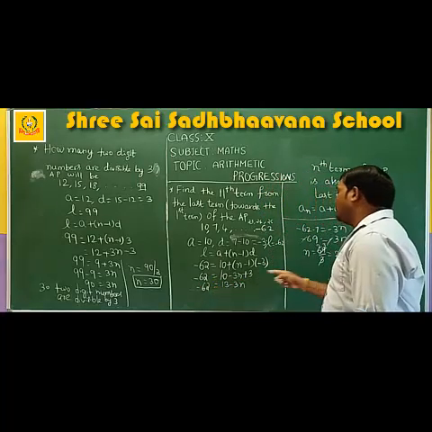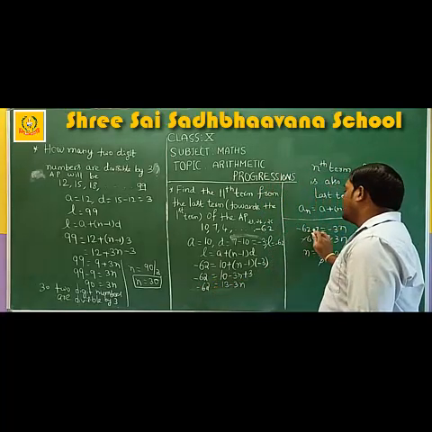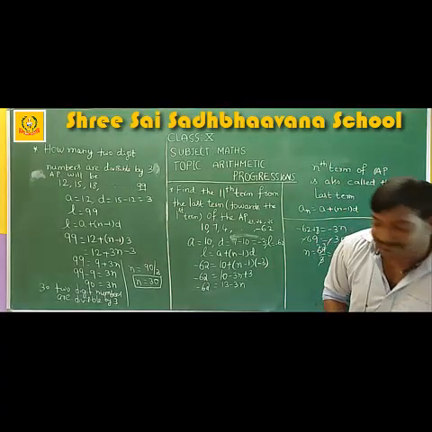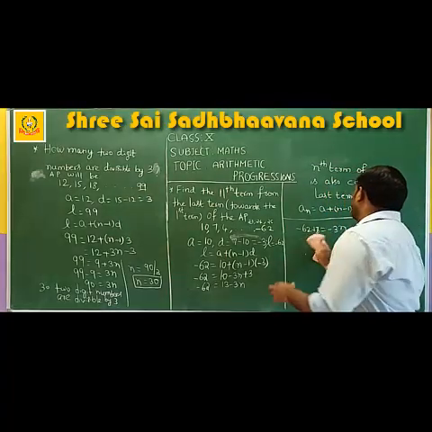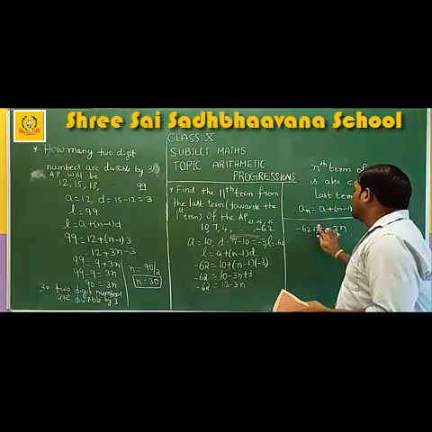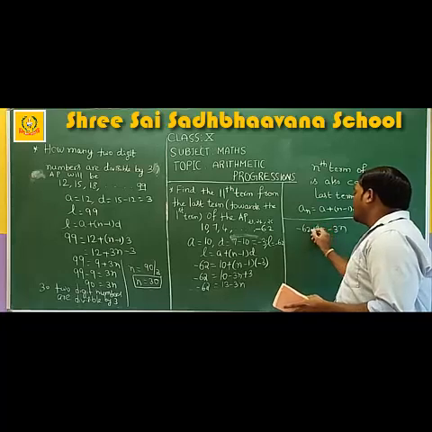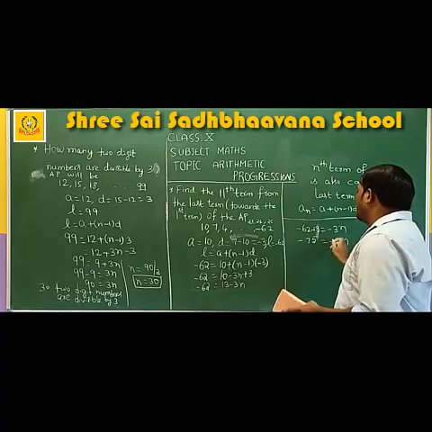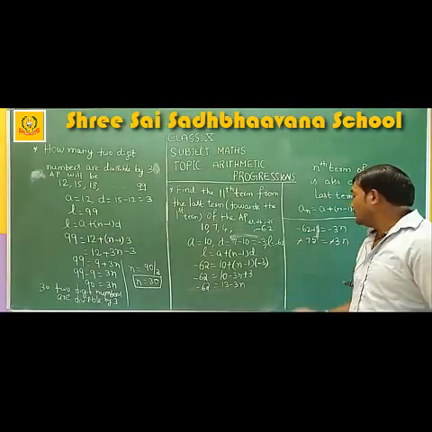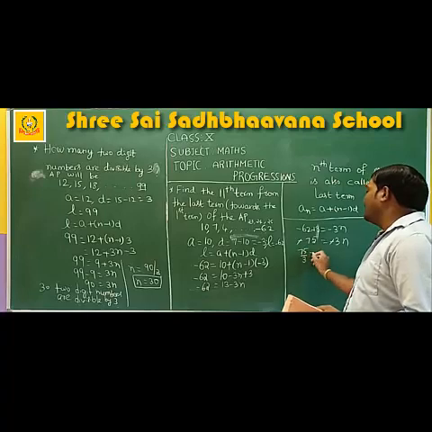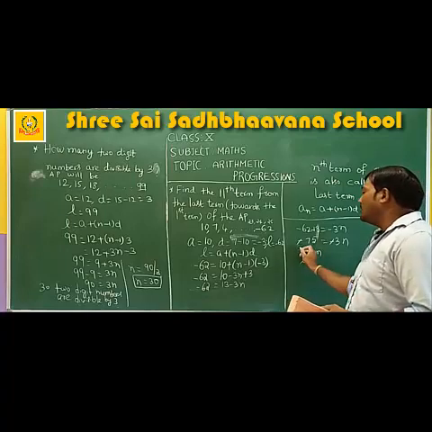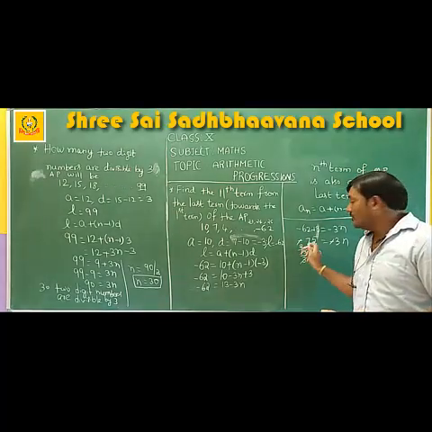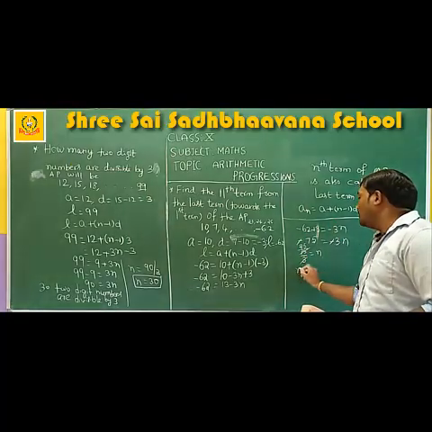Now, taking 13 to the other side, it changes sign: minus 62 minus 13 gives minus 75, which is equal to minus 3n. Cancel the minus sign on both sides. So 75 by 3 is equal to n. 3 twos are 6, and 15 remains, so 3 fives are 15. So n is equal to 25.